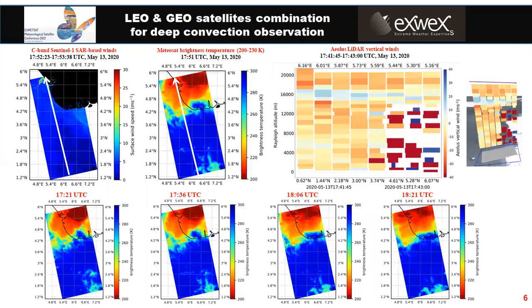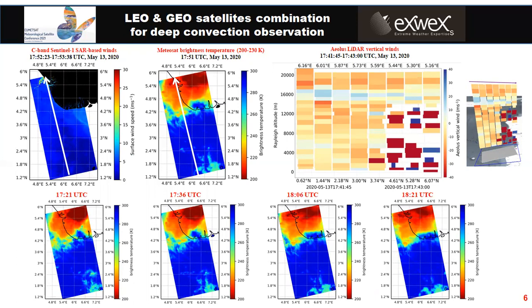So applying the proposed method in the reverse line, now we are presenting the multi-view result of the convection based on the combination of Sentinel-1, ALUS, and METEOSAT. The first case illustrates an observation of a cellular convection. Why this case? Because it shows the sensitivity of Sentinel-1 to detect convective wind.